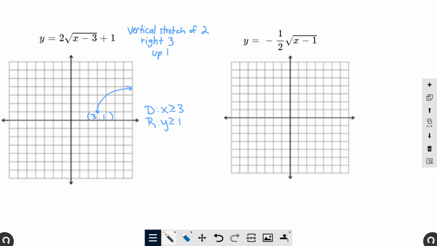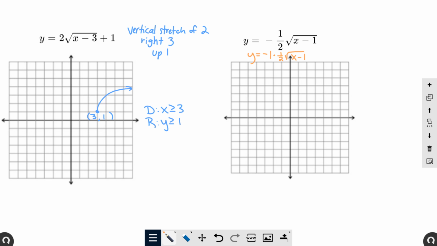All right, last graphing one. We have y equals negative 1/2 square root x minus 1. Now, when you start off with a negative and a number, you have to split those in your brain, okay? So the negative is like, say, a negative 1 times 1/2. And then we have our square root of x minus 1.